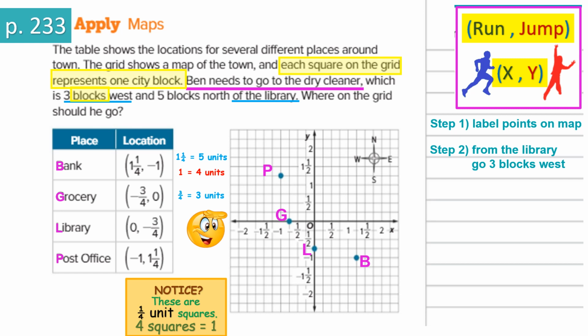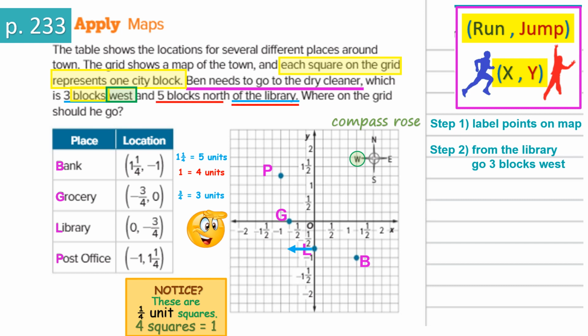I'm going to go to the left. So when I go to the left 3 blocks, then I know that I'm going to use my compass rose because it's west. And so I'm going to go left and I'm going to go 1, 2, 3. So that takes me to the 3/4 mark. And then I have to do 5 blocks north.